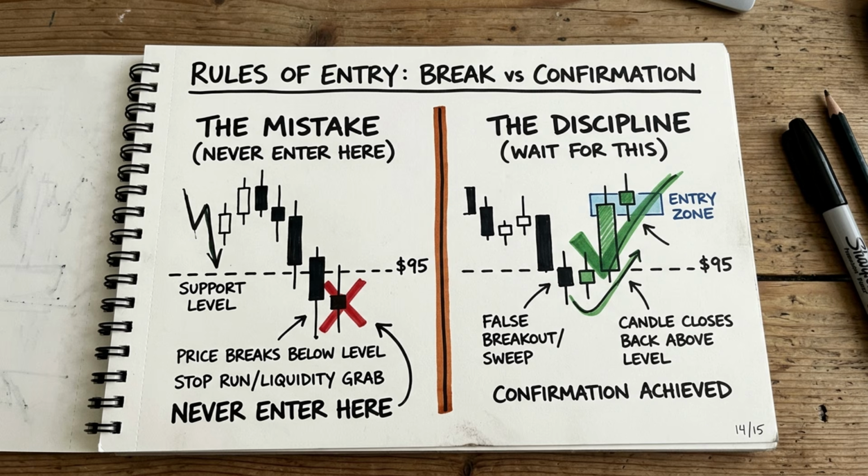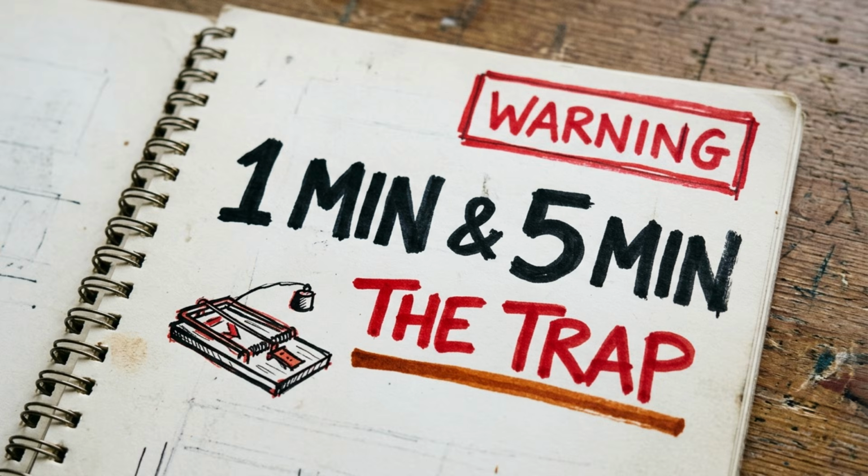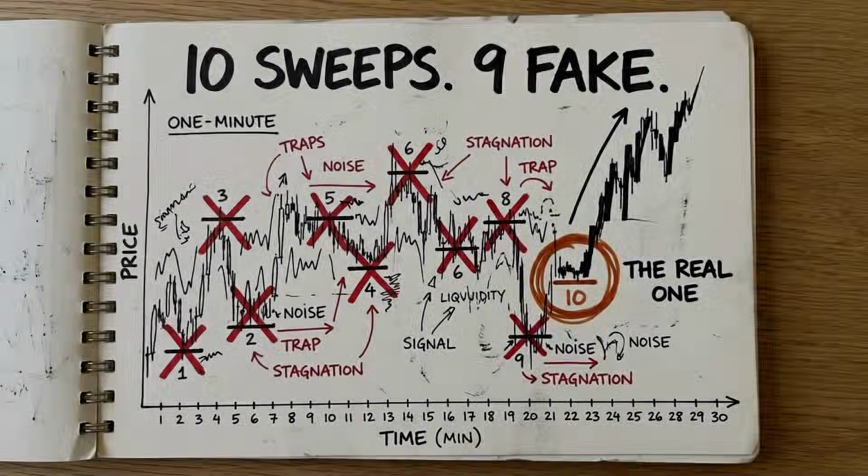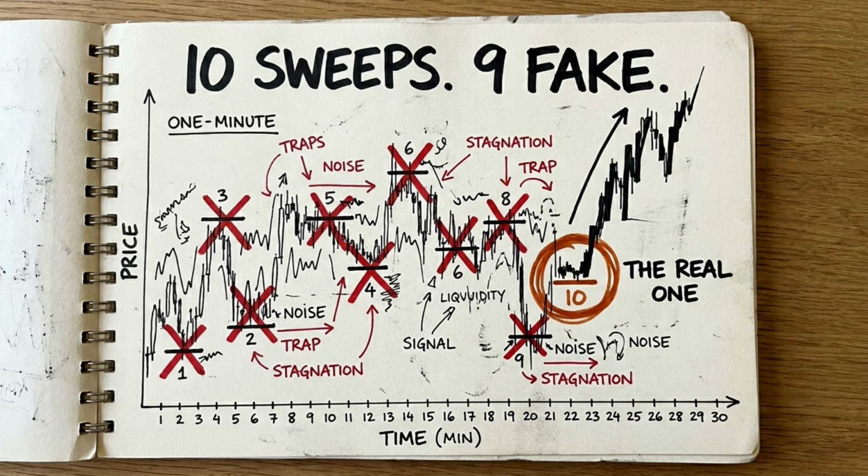Never enter on the sweep itself. Always wait for the 15-minute confirmation candle to close. That one rule eliminates most false entries. The 1 minute and 5 minute. The trap. These are monitoring tools only. You can watch them during a live trade to manage your position. You cannot use them to make entry decisions in a liquidity framework.